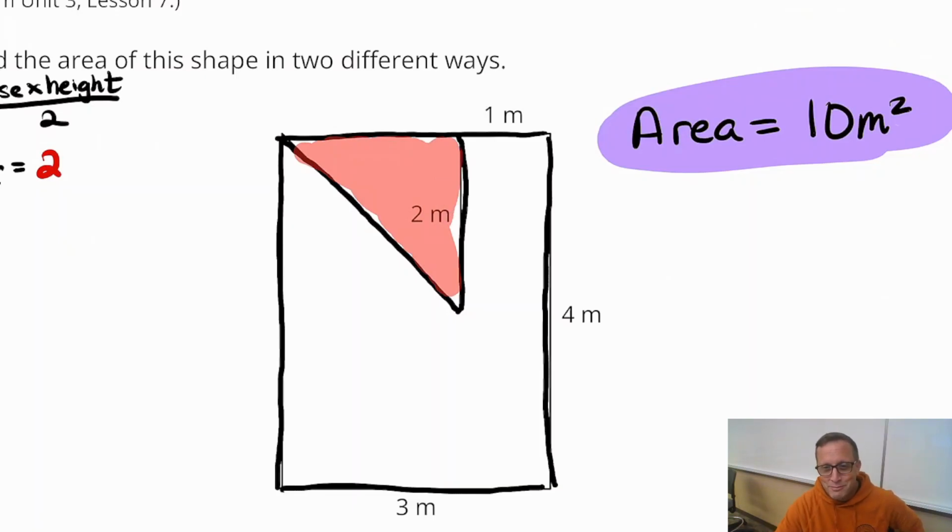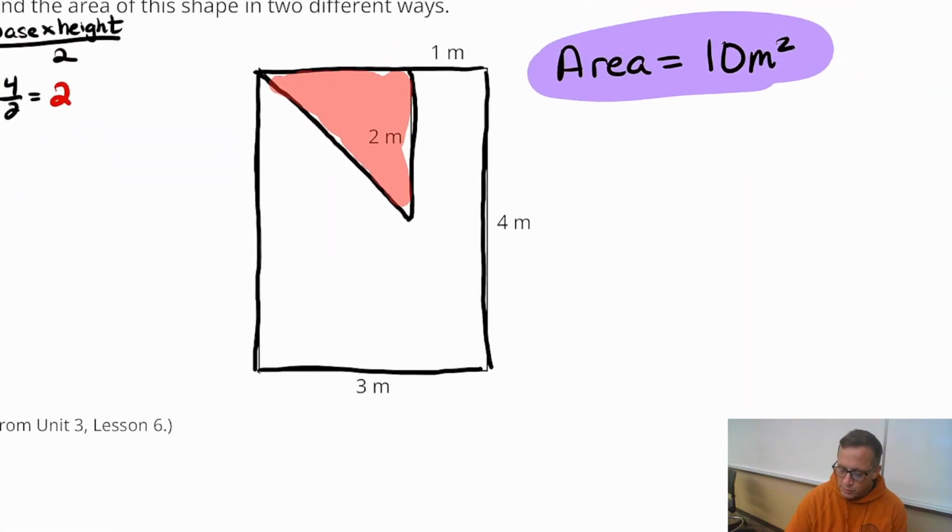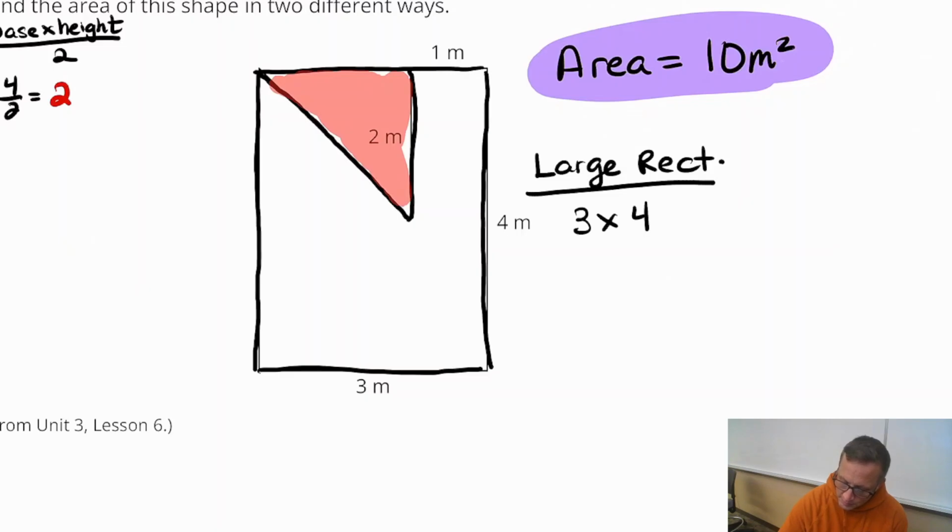Cut out. Hence, what does that mean? Subtract, right? So we're going to subtract that area. So that is what we want to do. The large rectangle will be 3 times 4, right? Which is 12. It's 12 square meters. Okay, so that's 12 square meters right there.